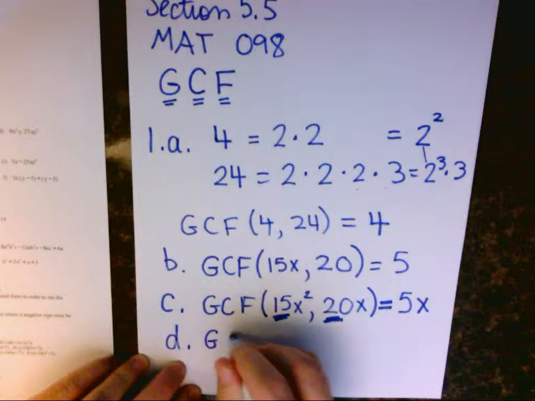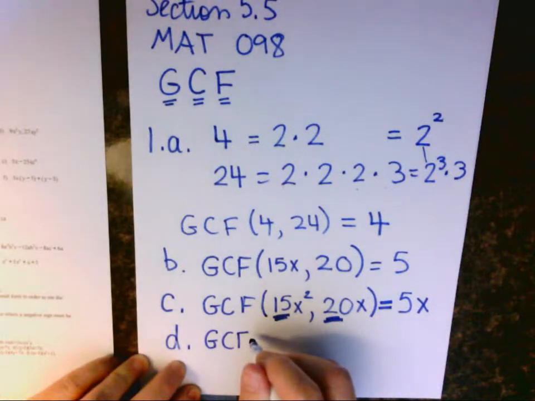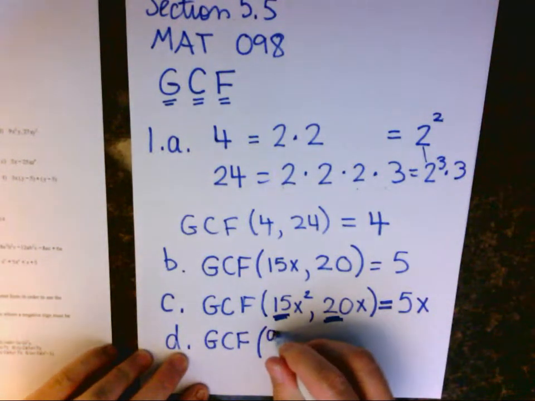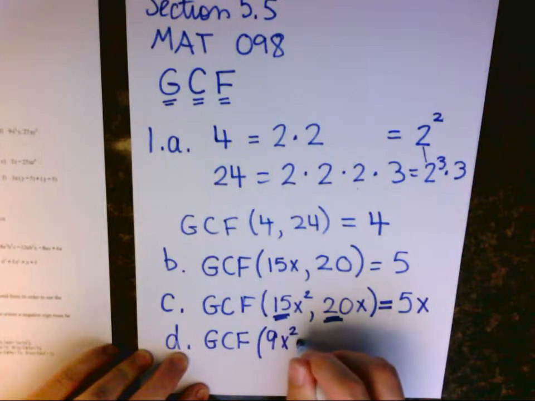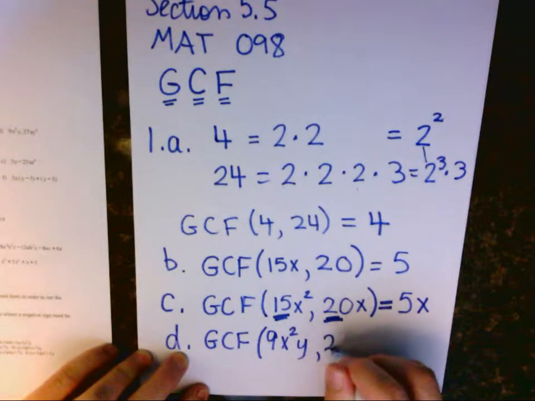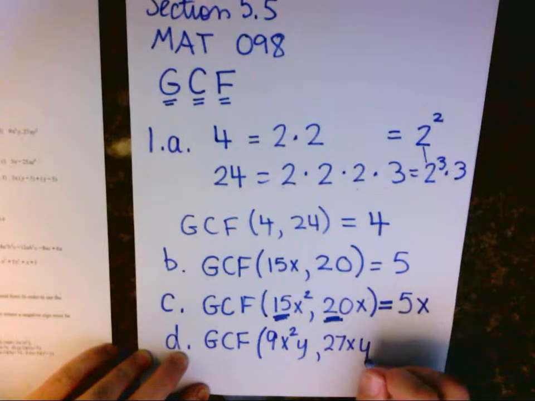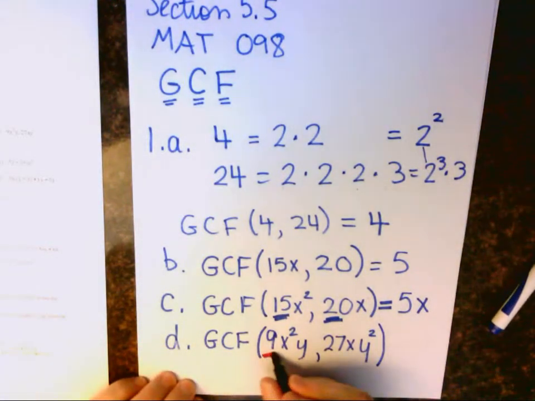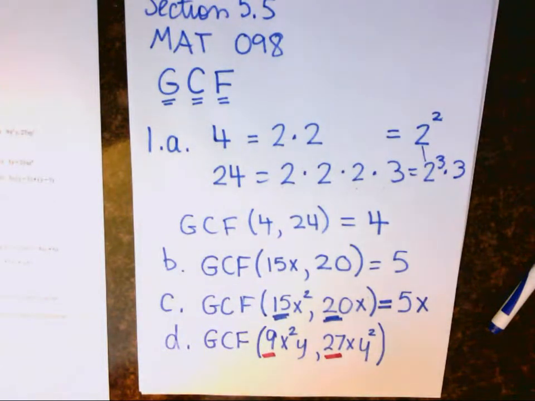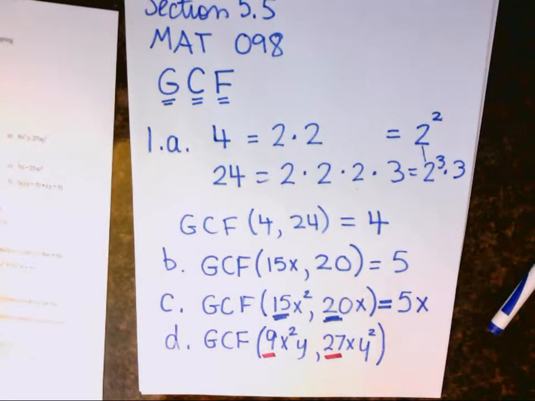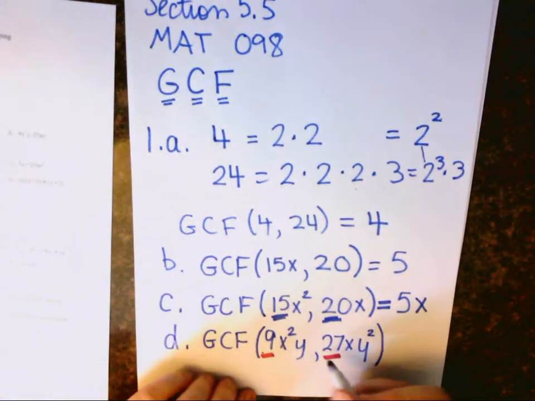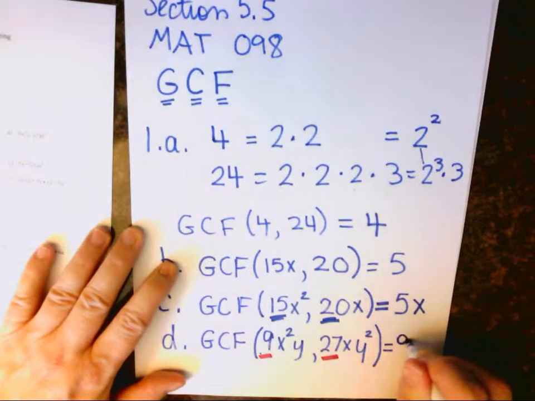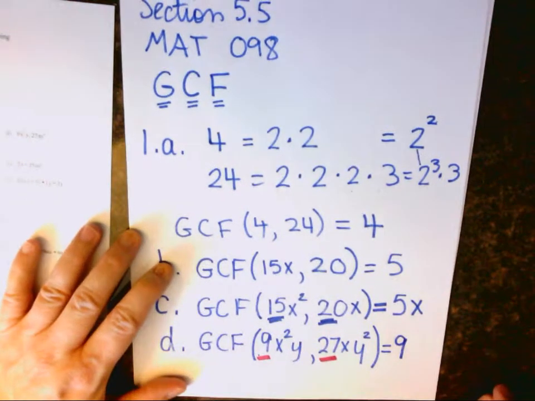And finally, find the greatest common factor, different word for divisor, 9x squared y and 27x y squared. Okay, let's look at the numeric part first. Let's look at the 9 and the 27. What's the largest number that will divide both of those? Yes, 9. Because 9 divides into 9, and 9 divides evenly into 27. So we need a 9 as part of the greatest common factor.